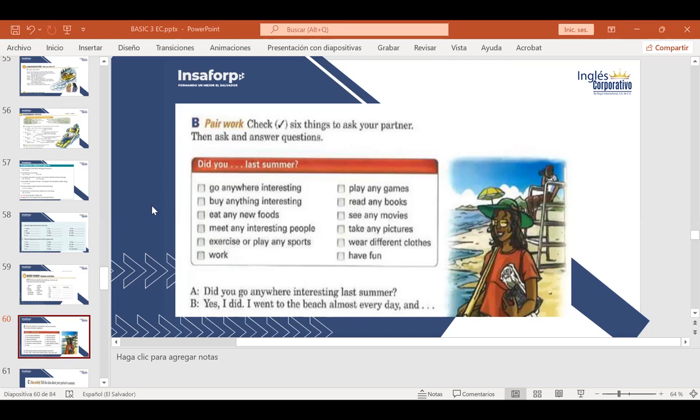In groups, you're going to check six things to ask your partner, then ask and answer the questions. Okay, you're going to take these questions to the group, okay? Did you go anywhere interesting last summer? Did you buy anything interesting last summer? Did you eat any new foods last summer? Did you meet any interesting people? Did you exercise or play any sports? Did you work last summer or last vacation? We can say last vacation. Did you play any games? Did you read any books? Did you see any movies? Did you wear different clothes? And did you have fun?